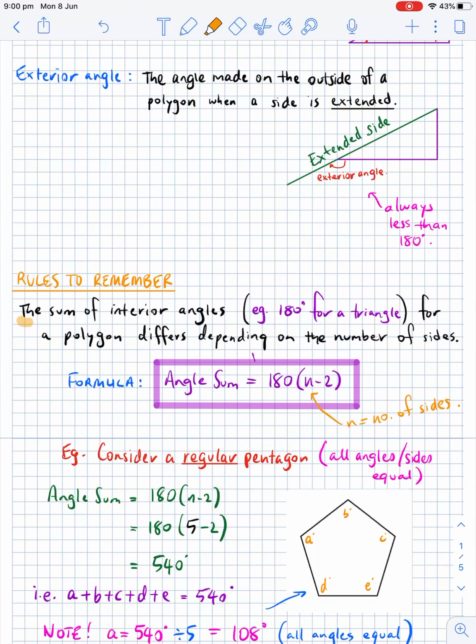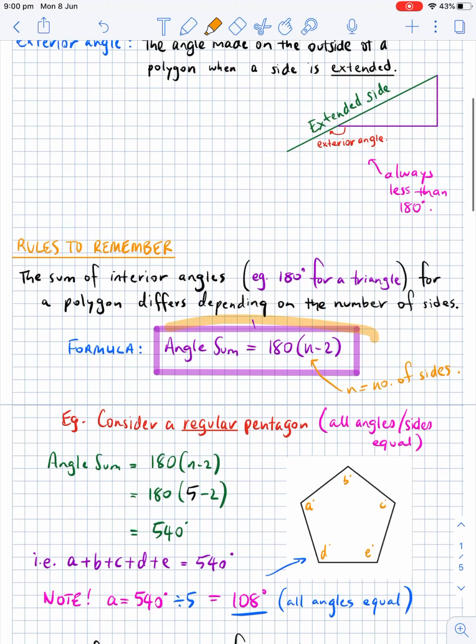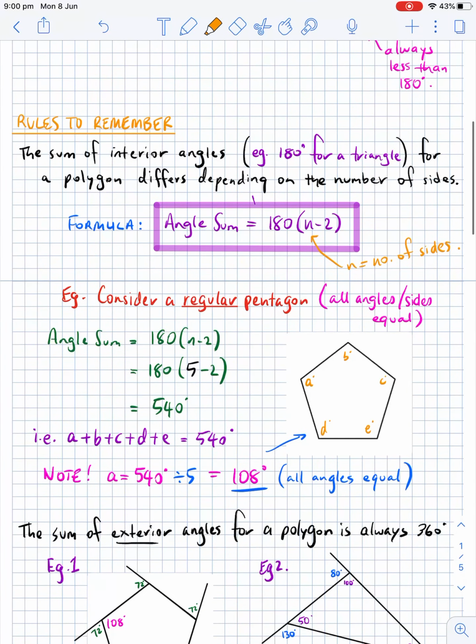So some rules to remember: the sum of interior angles for a polygon differs depending on the number of sides. So e.g., the angle sum of a triangle is 180 degrees, but for things like quadrilaterals or pentagons or hexagons, the angle sum is going to be different. And this formula allows you to figure out the angle sum. So you change this n to the number of sides on your shape, and this will give you the angle sum. So e.g., consider a regular pentagon.